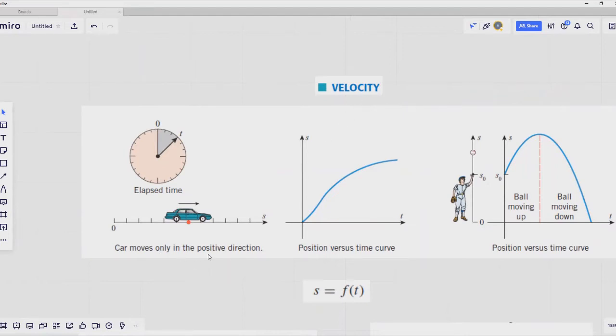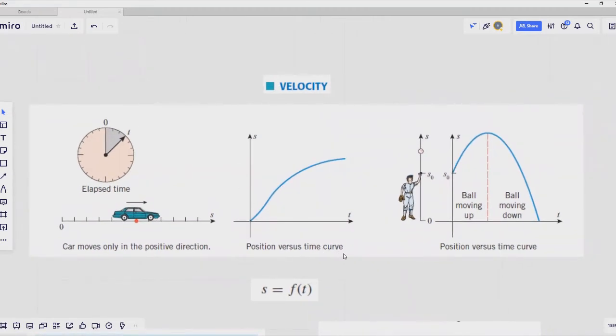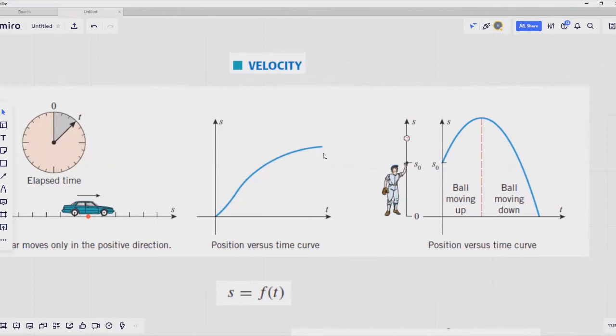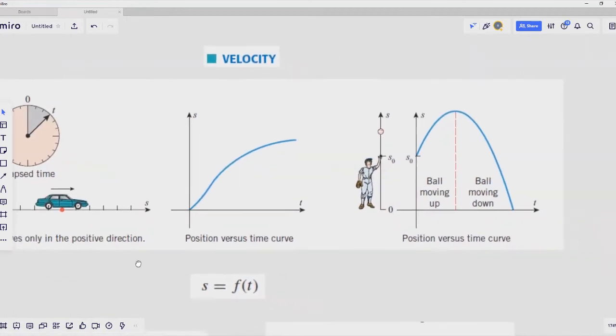Let's assume that we have a car that is moving only in a positive direction, perhaps slowing down or speeding up along the way, but moving only in the right direction. Then if we take a look at the position versus time curve, where on the y-axis we have the position of our car about the origin at 0 versus time, we get a graph that looks like this. We can see that it is always increasing, meaning that our car is only moving in the positive direction.